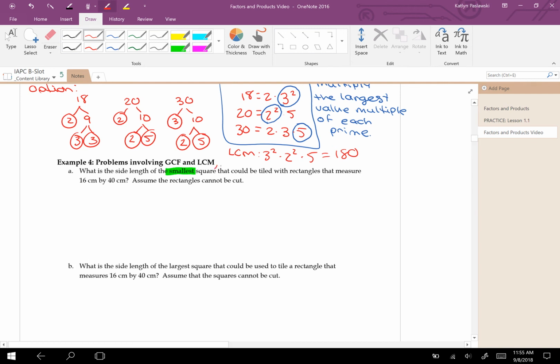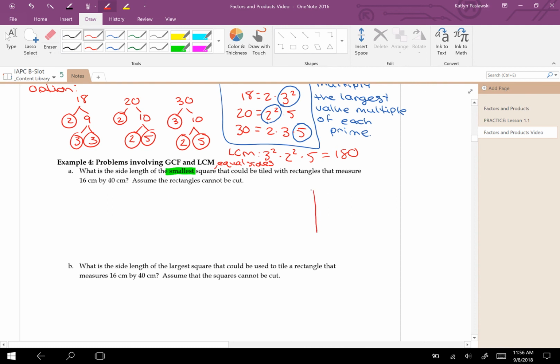square? When I think square, I think equal sides, that could be tiled with rectangles that measure 16 centimeters by 40 centimeters. And we're assuming that the rectangles cannot be cut. When I read this question, I visualize in my head what that might look like to get a better understanding of what method I might use to solve it. So I hear, what is the smallest square that could be tiled?